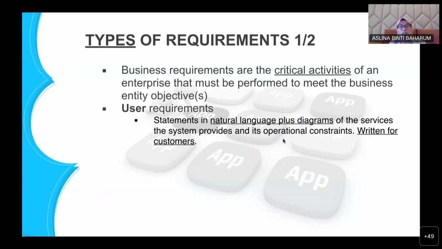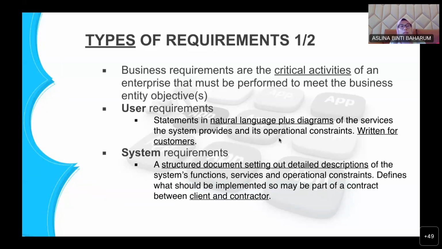Okay, this user requirement is written for the customer. The user requirement is the statement written for the customer. Second is the system requirement, a structured document setting out the detail of the description. This is a contract between the client and the contractor, or the vendor and the client, or the buyer and the seller.